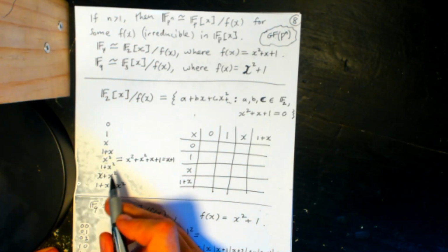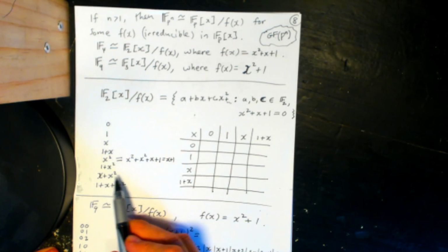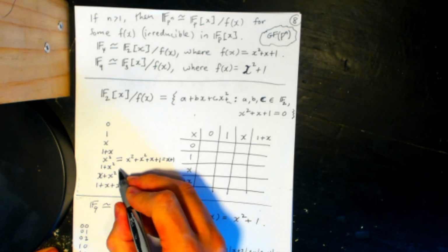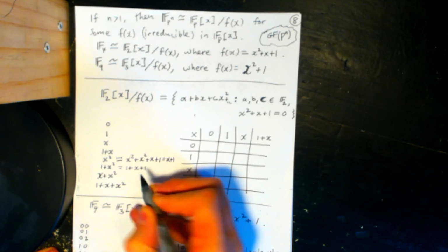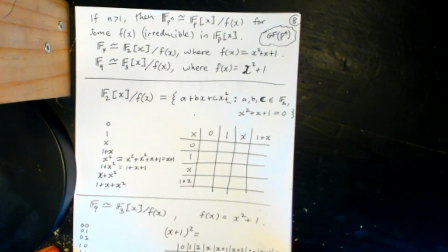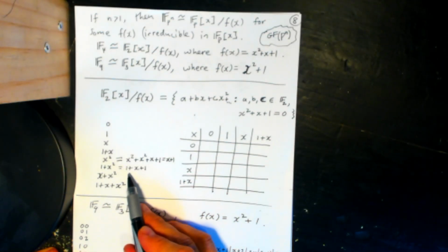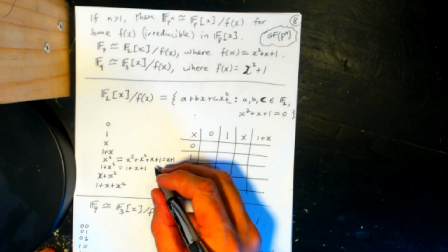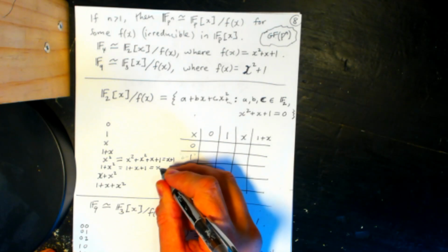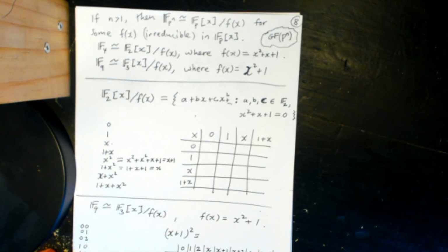Now, similarly, 1 plus x squared, we know that x squared is x plus 1, so this is equal to 1 plus x plus 1. And so that's 2 plus x, but 2 is congruent to 0 mod 2, so this is just x. So this one here.